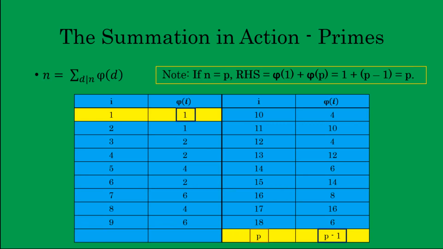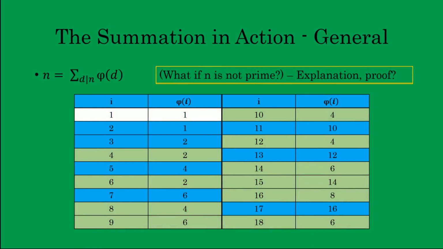We've established that. Phi of 1 is equal to 1, and we know phi of p is equal to p minus 1. So, again, summing them together, we get p. So that's a verification of this formula where n is a prime number. However, for composite numbers is where you may be less certain that the formula works.